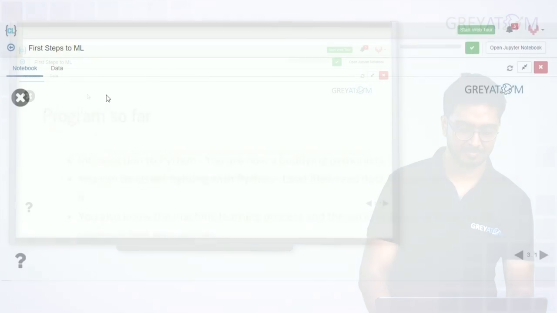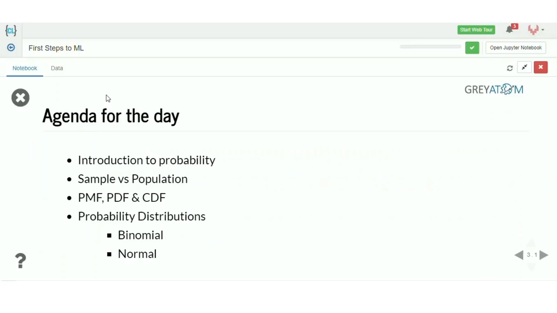So that's awesome. So now the agenda for the day: first we get introduced to this concept of probability. Then we understand the concept of sample and population, then some random variable terms, PMF, PDF and CDF. And then we talk about two probability distributions, binomial and normal.